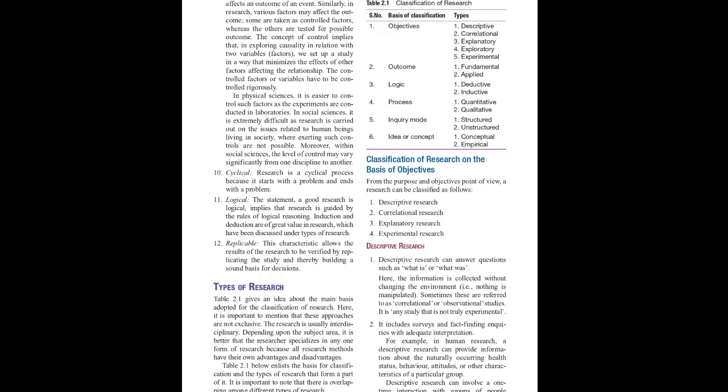In physical sciences, it is easier to control such factors as the experiments are conducted in laboratories. In social sciences, it is extremely difficult as research is carried out on issues related to human beings living in society, where exerting such controls is not possible. Moreover, within social sciences, the level of control may vary significantly from one discipline to another. Research is a cyclical process because it starts with a problem and ends with a problem.